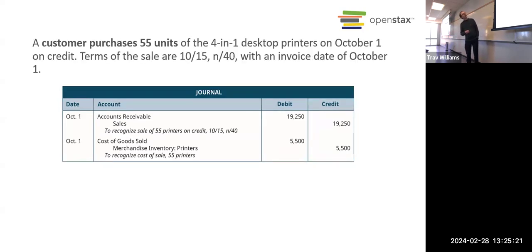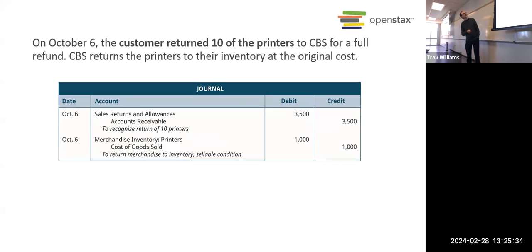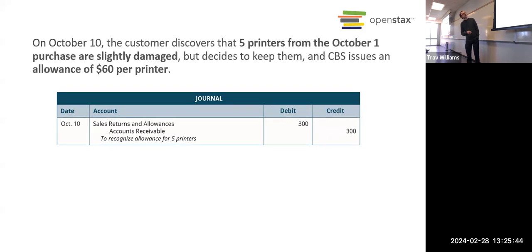All right, here we have a purchase. Let's see. So it says a customer purchases. So again, we're still the seller. And here's the journal entry for the sale on credit. Customer returns some printers. Again, it's basically the opposite of the sale, except the debit is to sales, returns, and allowances. Then 5 printers are slightly damaged, so we give them an allowance.